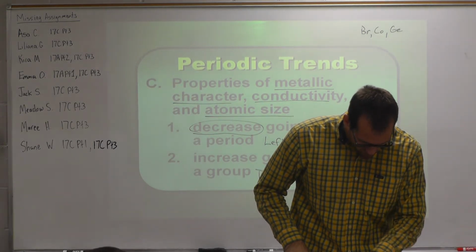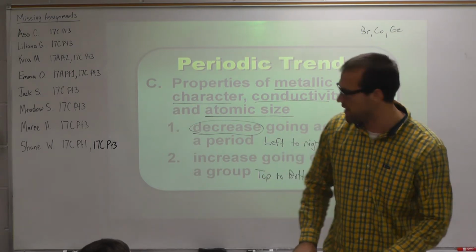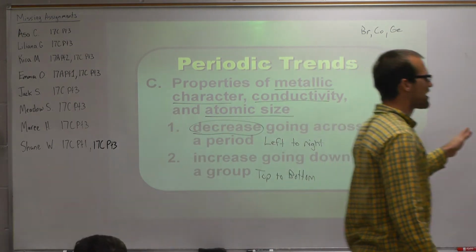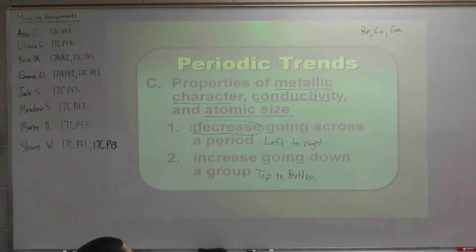Place the elements in the following order of increasing conductivity, okay? So it says from left to right, the conductivity decreases, so then from right to left, the conductivity would increase. So bromine would have the least conductivity, followed by germanium, and the most conductive of that group is cobalt. It should make sense because cobalt is the most like a metal, and we know metals conduct heat and electricity really well, don't they?